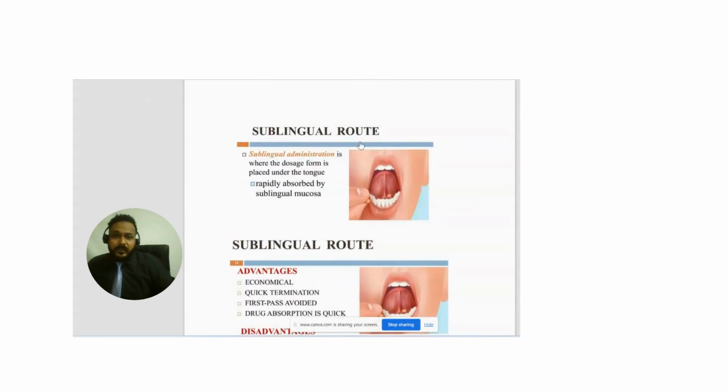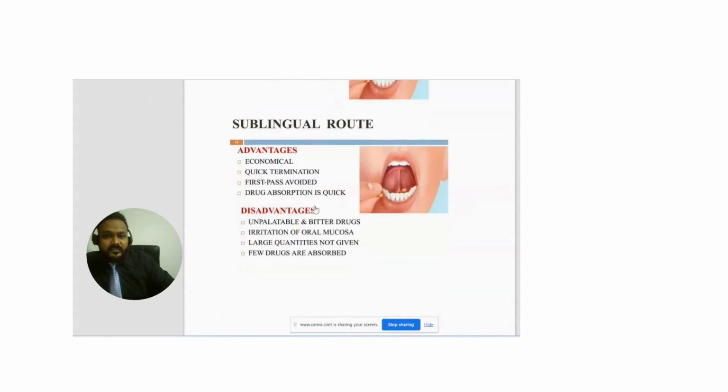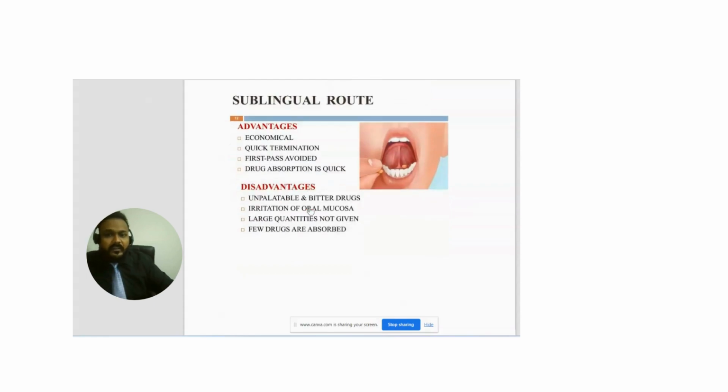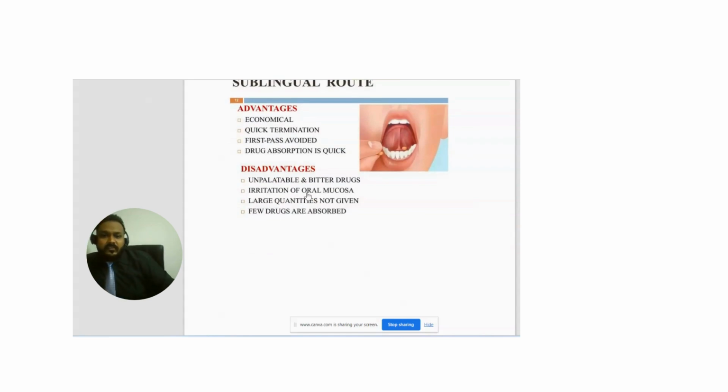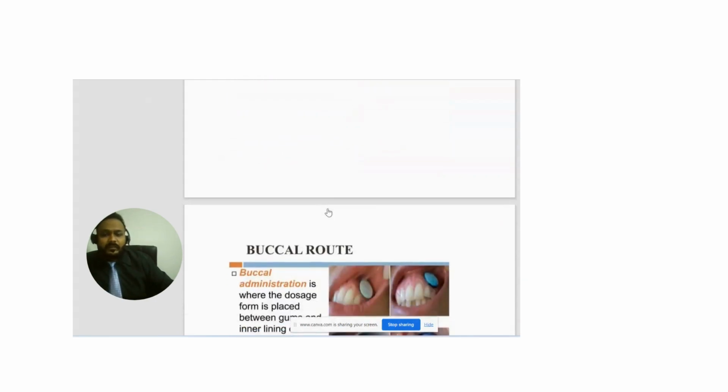Now, sublingual route. Here in this image, you can see the drug is placed under the tongue and it is absorbed by the sublingual mucosa rapidly. And we use this route to avoid the first pass metabolism. Now, advantages: it's economical, quick termination, first pass is avoided, drug absorption is very quick. Disadvantages: irritation of oral mucosa, large quantities not given by this route, and few drugs only are absorbed by this route.